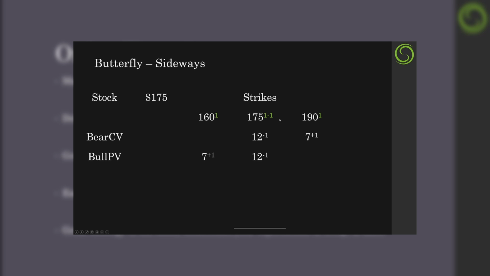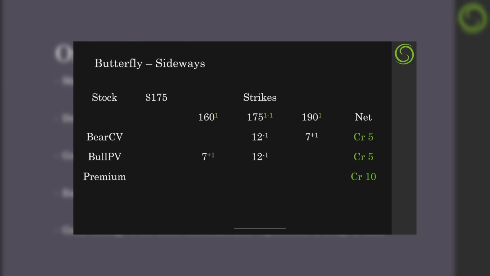Now the reason why there's a 1-1 there is two positions, but they're not combined since we're using a call and a put in this instance. Okay, so there's two positions there, but we're actually going to have two different option orders go on at that strike. And then to calculate our net premium, we'll get a credit of 5 for the bear call vertical, and we'll get a credit of 5 for the bull put vertical. And then our net premium for this total trade will be a credit of $10.